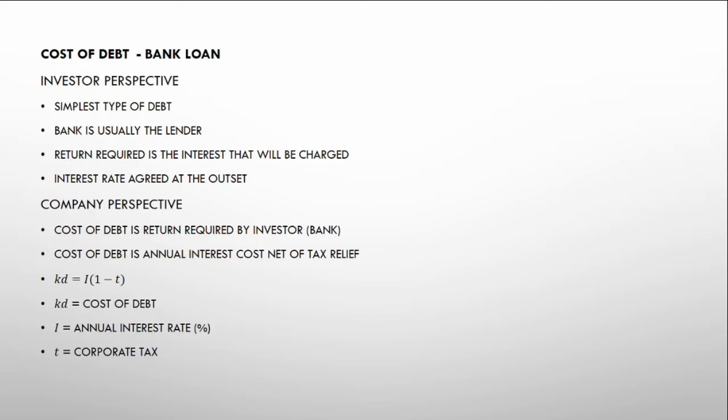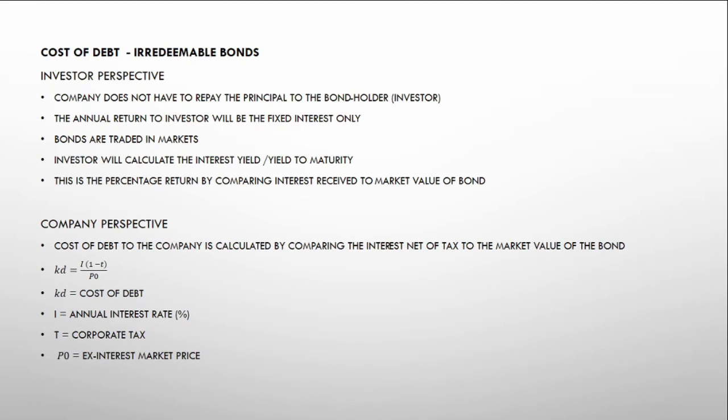Like I said, it is the simplest type of debt. There are more complicated types of debt that we'll look at. We also have bonds, and bonds can be irredeemable and they can be redeemable. So irredeemable bonds. It is very unusual for bonds to be irredeemable. If a bond is irredeemable, it basically means that the company does not have to repay the principal to the bondholder. So it is irredeemable, it will never be redeemed. So the annual interest returned to the investor will be the fixed interest only.